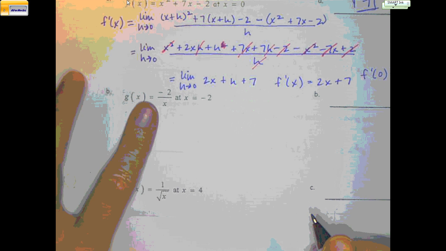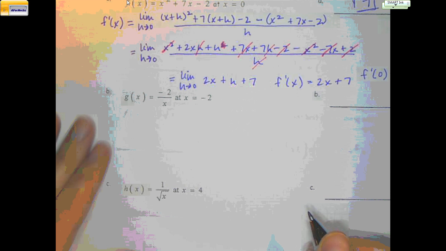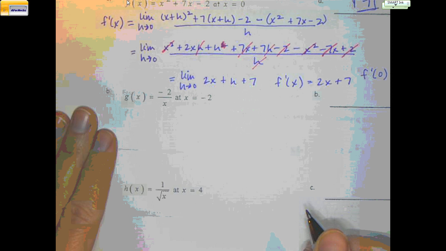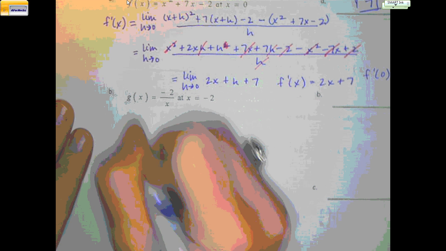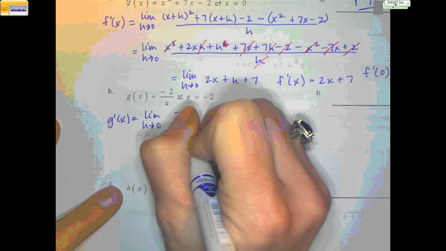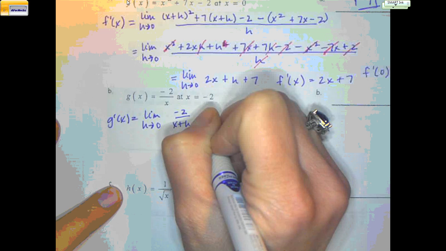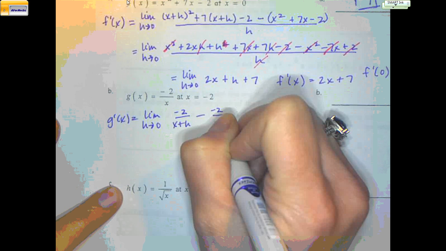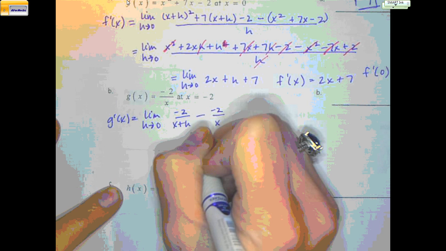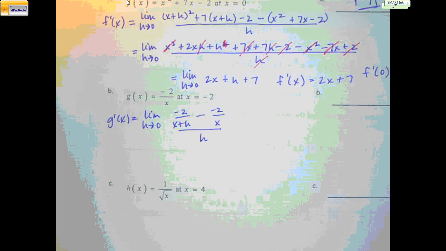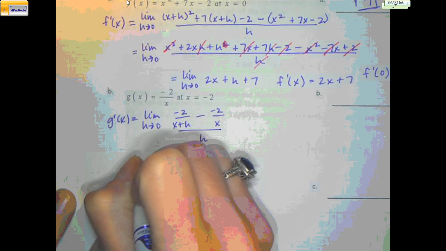This little guy here, we're going to go through the exact same process, and I'm actually going to work this one out as well because some of you guys really stink at common denominators. So, no, I'm not wrong. So the derivative of g is a limit problem. The limit as h approaches 0. Everywhere I see an x, I put an x plus h.